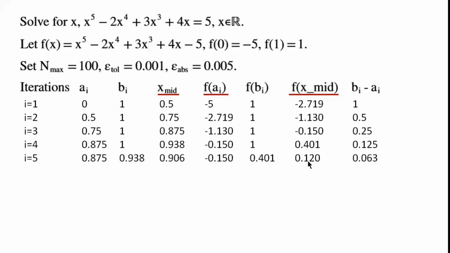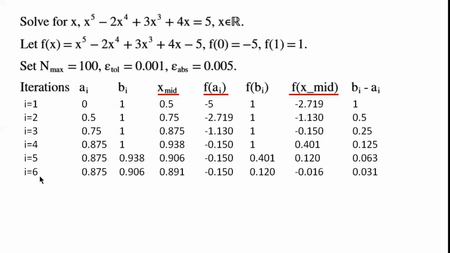The modulus of f of x mid is much greater than epsilon tau. The modulus of bi minus ai is much greater than epsilon abs. We can see that f of ai and f of x mid have different signs, so the roots must be in the interval ai x mid.